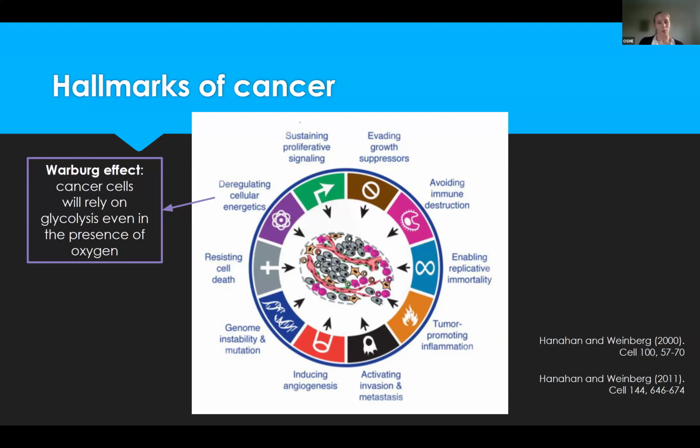So this is the more modern one, showing all the different properties. And as you can see, you have covered many of the very important things. So sustaining proliferation, there was replication, immortality. I'm not sure if anybody said that. Angiogenesis, definitely. But there's a few more. Oh yeah, deregulated cellular energetics. So you have actually mentioned that one as well.